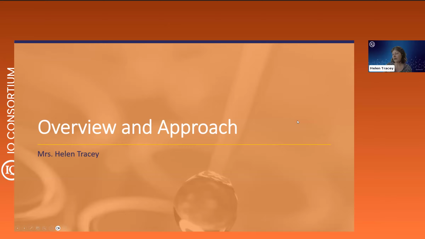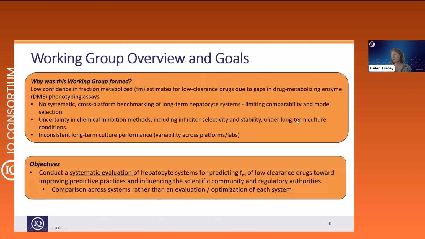Thanks, Angela. As Angela said, I'm going to give an overview of the working group, and this slide highlights why the group was formed and our objectives. So to assess DDI or drug interactions, we need to be able to accurately quantify the fraction metabolized of small molecule drug candidates by drug metabolizing enzymes or DMEs.